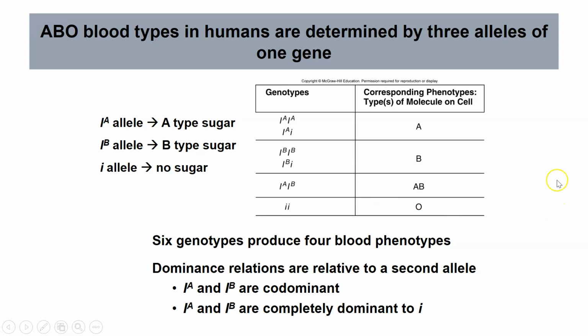Notice that there are two types of dominance relationships between alleles. There's codominance, seen for this heterozygote, producing both A and B. And there's complete dominance, seen in these heterozygotes, B with little i and A with little i. In that case, only A is produced or B is produced. So codominance and complete dominance.